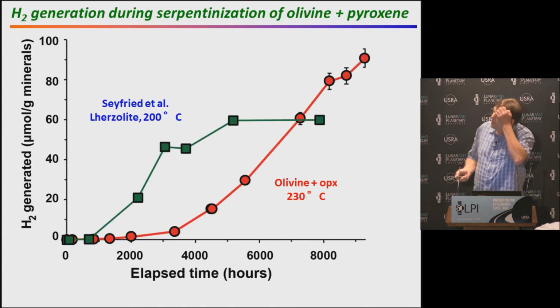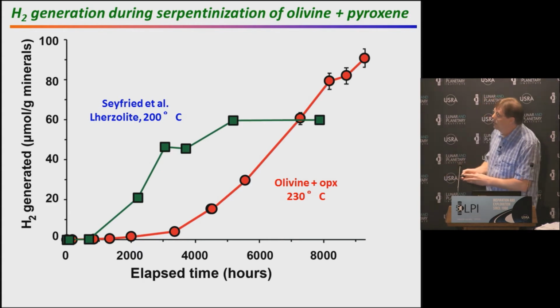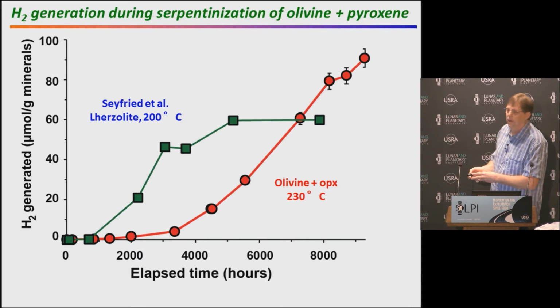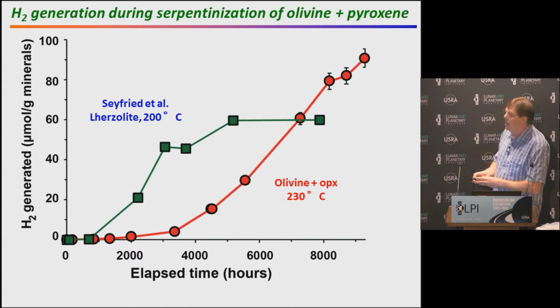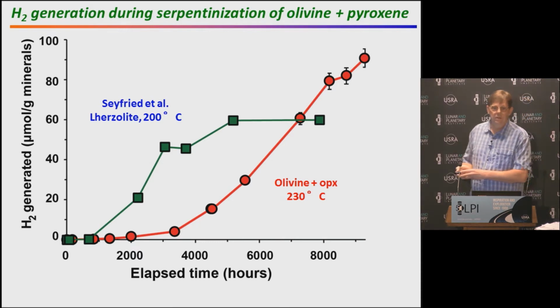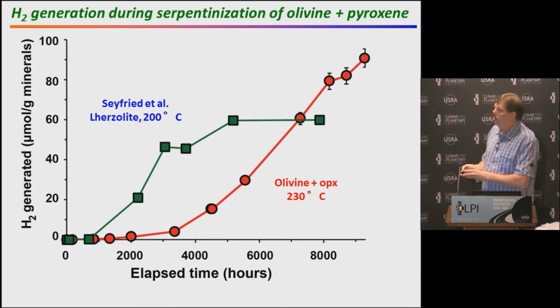So here's another set of experiments. Here's again this olivine plus orthopyroxene experiment at 230 degrees. This is an experiment done by Seyfried et al. They have a lherzolite reacting at 200 degrees, so it has a little bit more clinopyroxene. And superficially, it looks like the same sort of thing. There's a little bit of lag in hydrogen production, then hydrogen is being produced at a very similar rate, producing similar amounts of hydrogen. So they seem kind of similar, right?